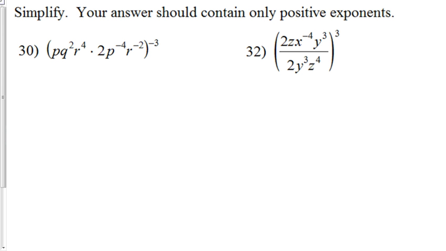Alright, so 30 and 32 have you simplifying, so we're going to use the power property. That one's going to come first. So this is p to the first, so we have p to the negative third, q to the negative sixth, r to the negative 12th, 2, because that's 2 to the first, 2 to the negative third, p to the positive 12th, r to the positive 6th. That was the power property.